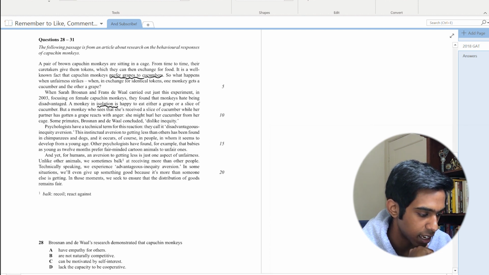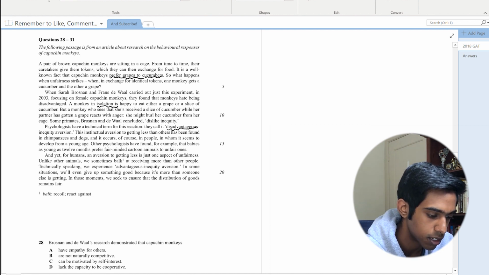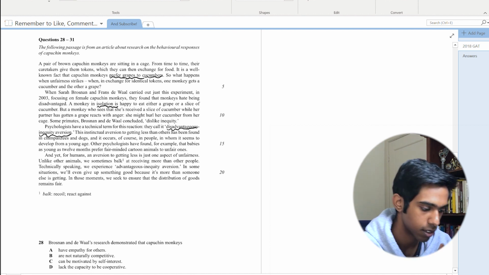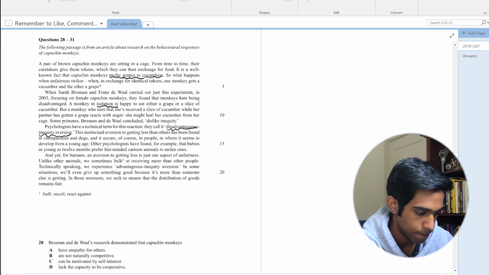So some primates dislike inequity. And this is the term they use, disadvantageous inequity aversion.